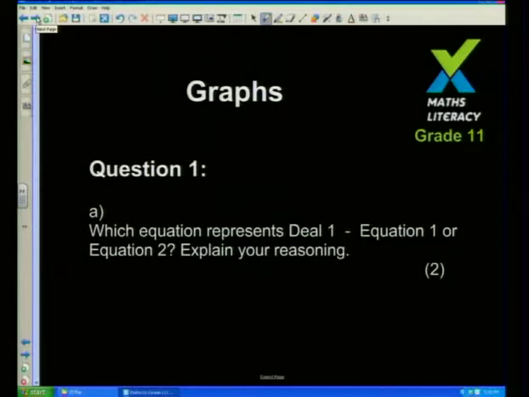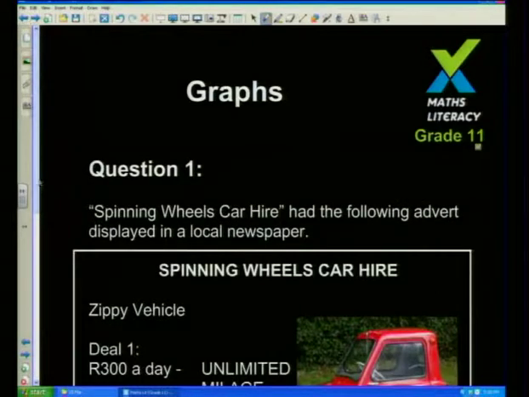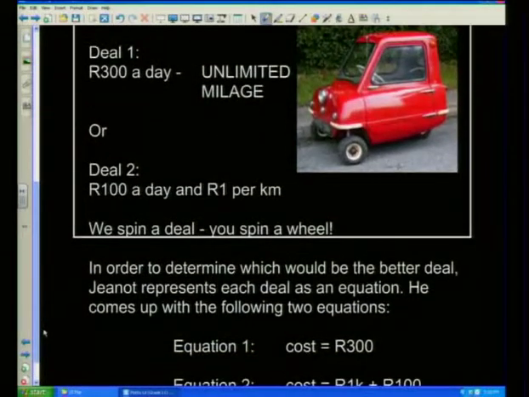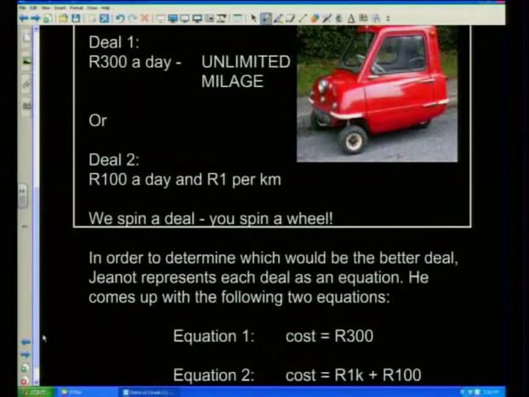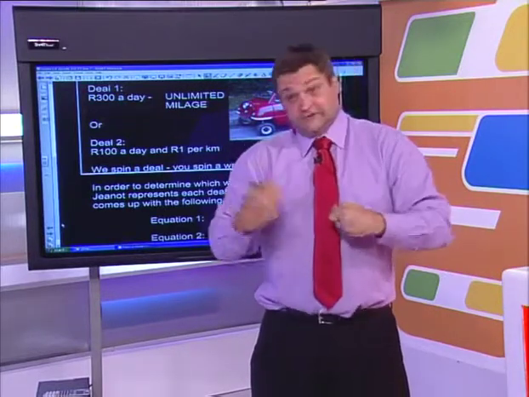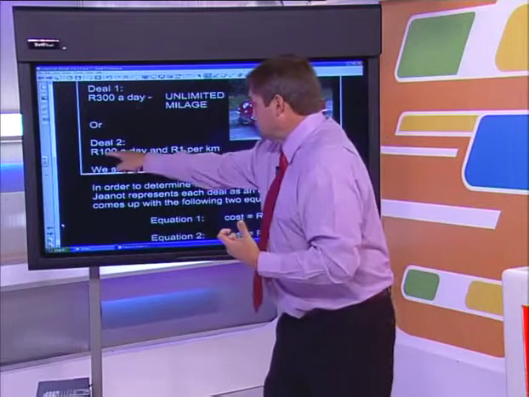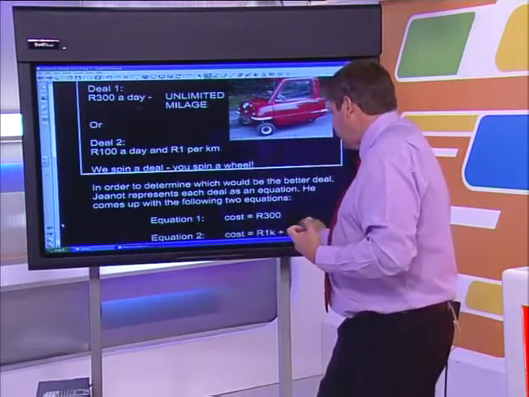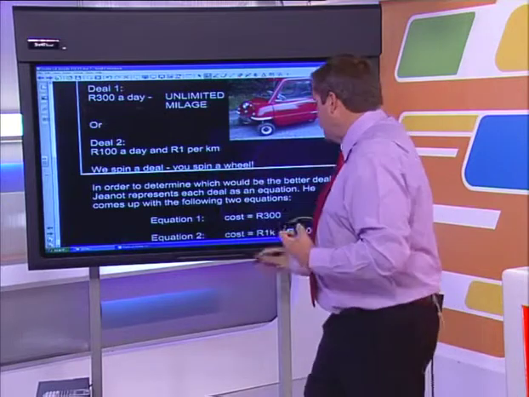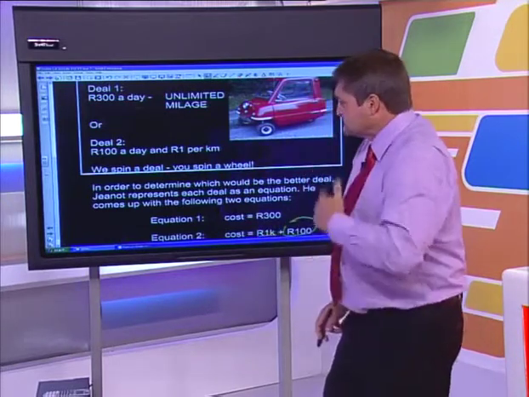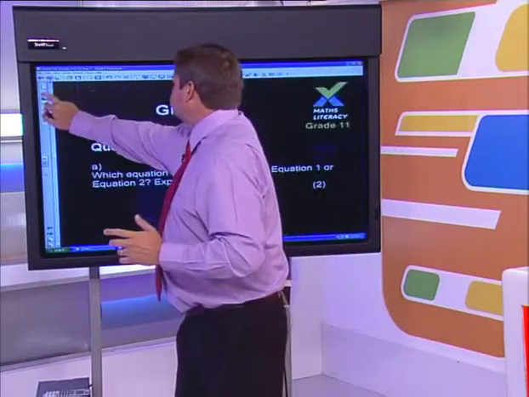Which equation represents deal one? Equation one or equation two? Let's go back to that. So there we've got them. Deal one, 300 Rand a day. Equation one, cost is equal to 300 Rand. I think equation one and deal one go together, which means then equation two and deal two must go together, because deal two, 100 Rand a day, there it is, 100 Rand a day, plus 1 Rand a kilometer, there it is there, plus 1K. Easy, straightforward. Next question.